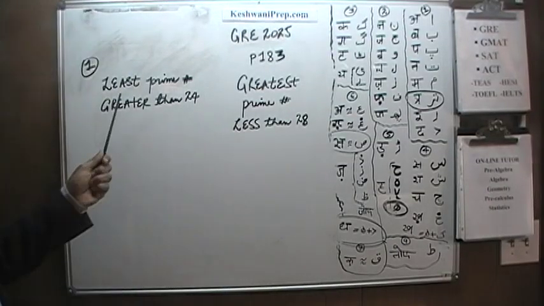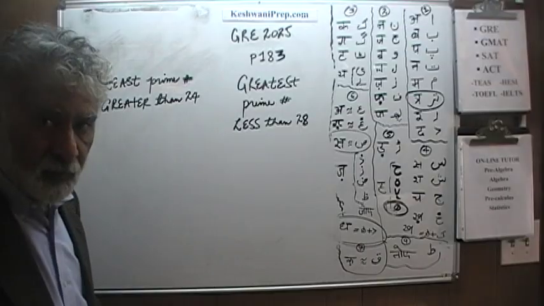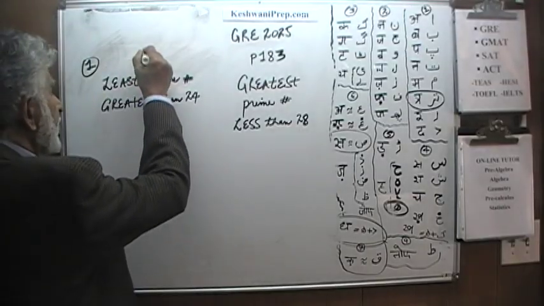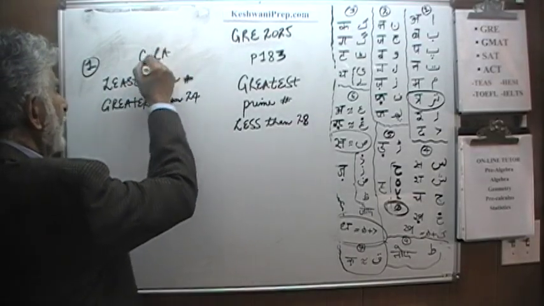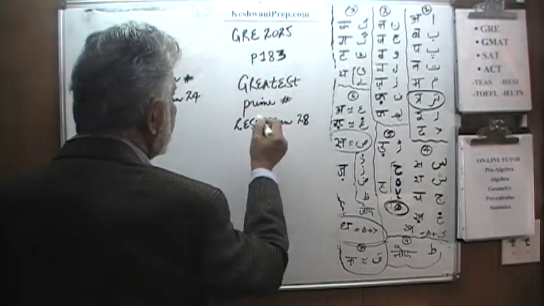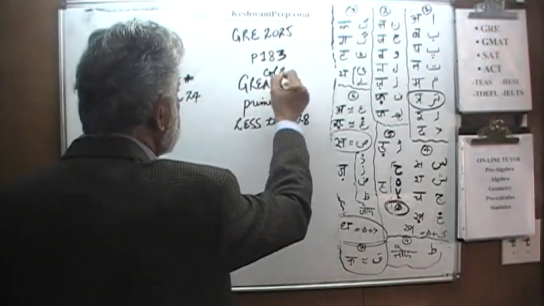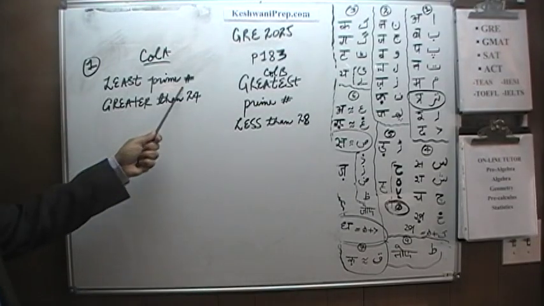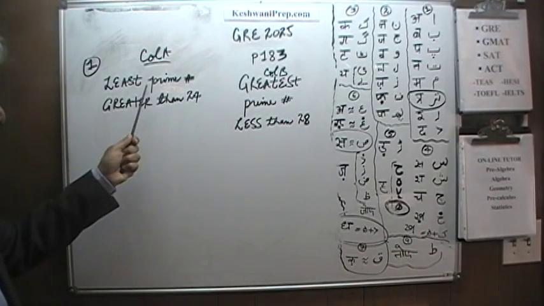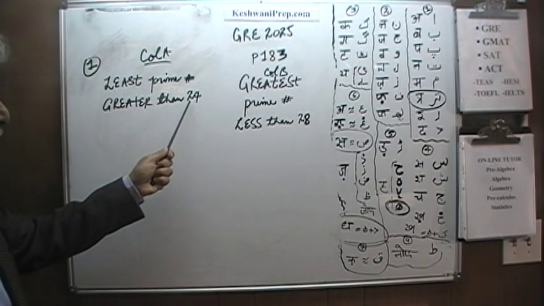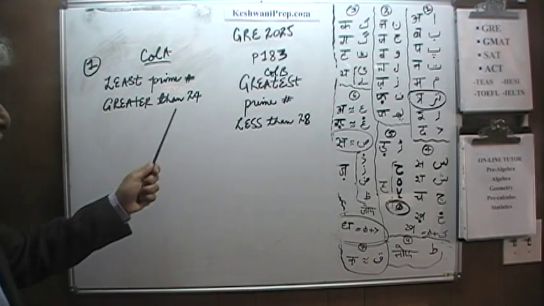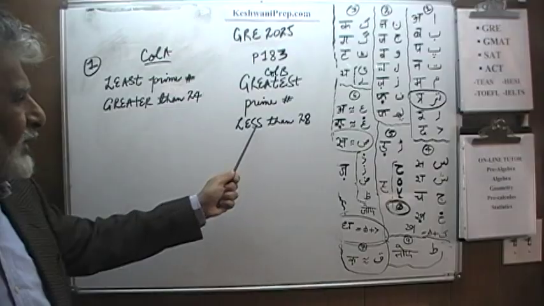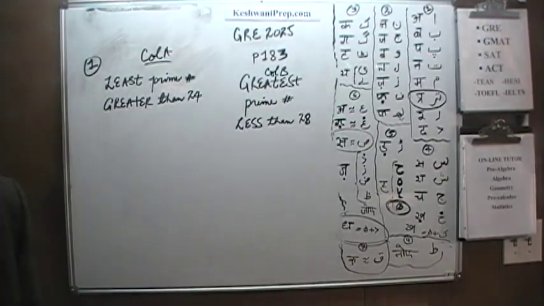Here's the problem. These are quantitative comparison questions. We are asked to compare the two quantities. Here's the quantity in column A, and that's the quantity in column B. In column A, we have the least prime number greater than 24, the smallest prime number that you can find that is still more than 24. Compare this quantity versus the greatest prime number less than 28. Go ahead, pause the video, do it yourselves.